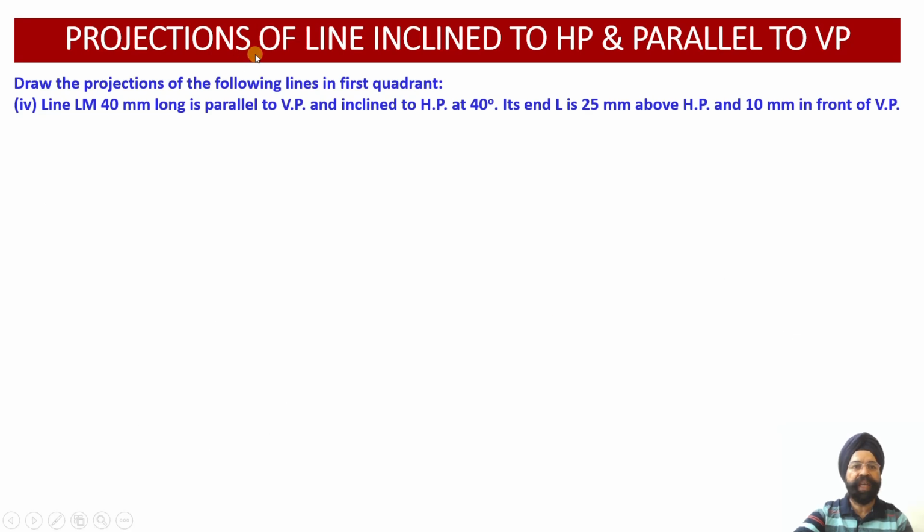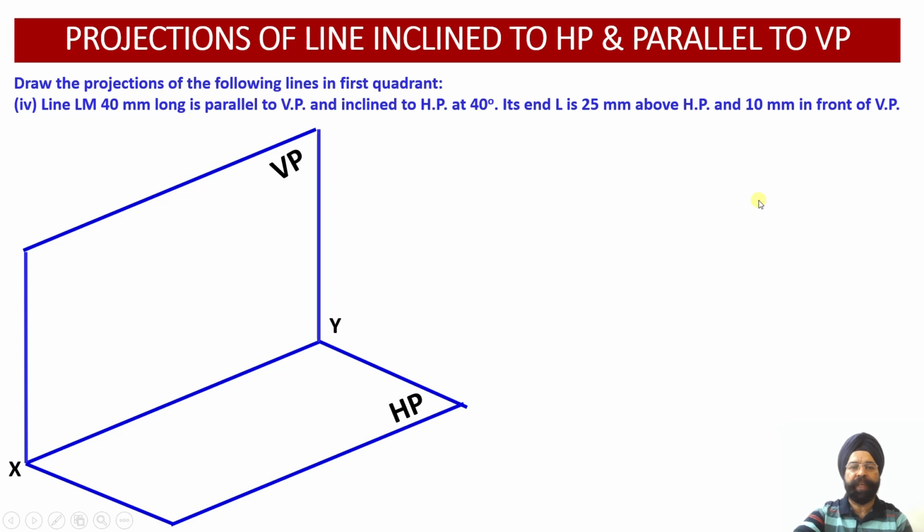Now next one, projections of the line inclined to HP and parallel to VP. Now here you have got a line which is 40 millimeter long, and this line happens to be inclined to the horizontal plane at an angle of 40 degree. Now in order to be able to locate this spatially into the 3D coordinate system, I need to know the coordinates of one of the points of this particular line. So the coordinates of point L have been provided to me, and L happens to be 25 millimeter above HP.